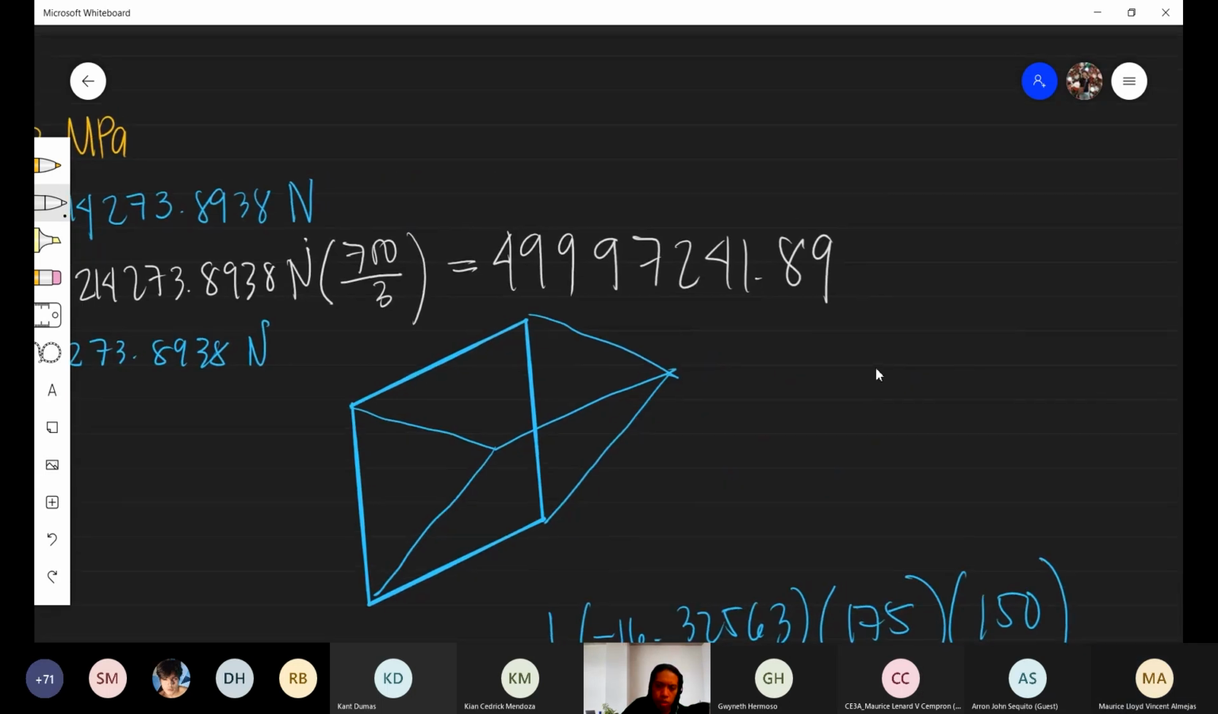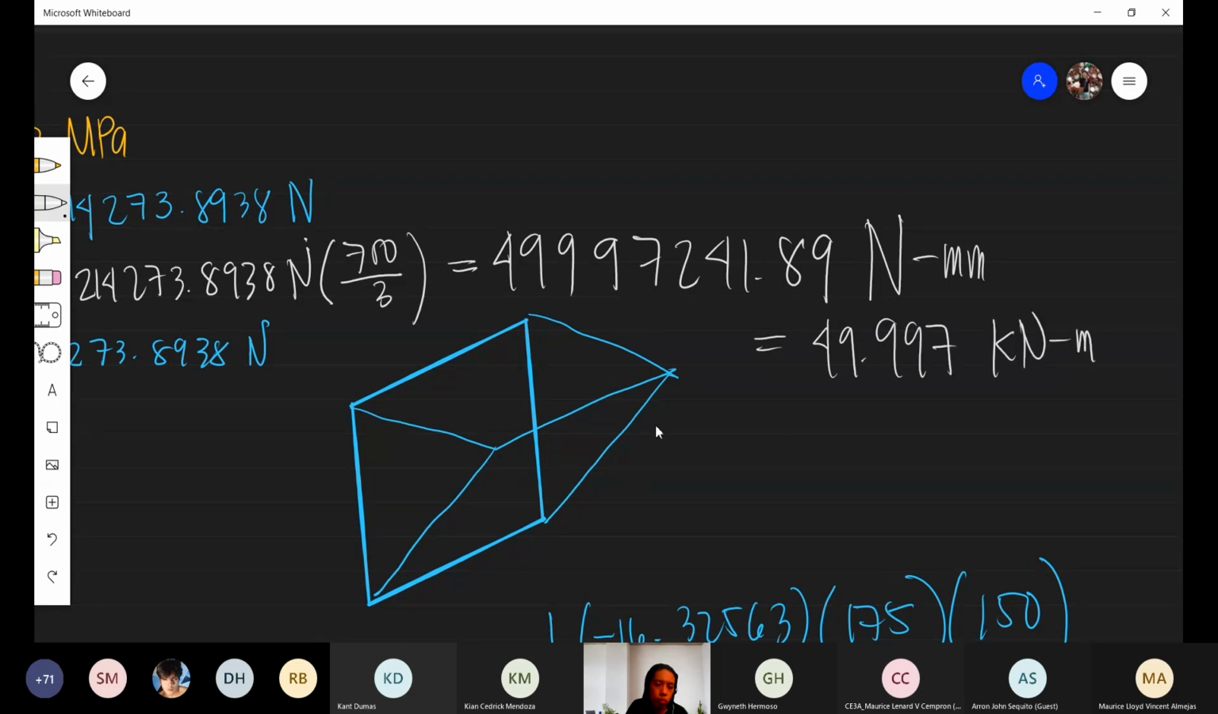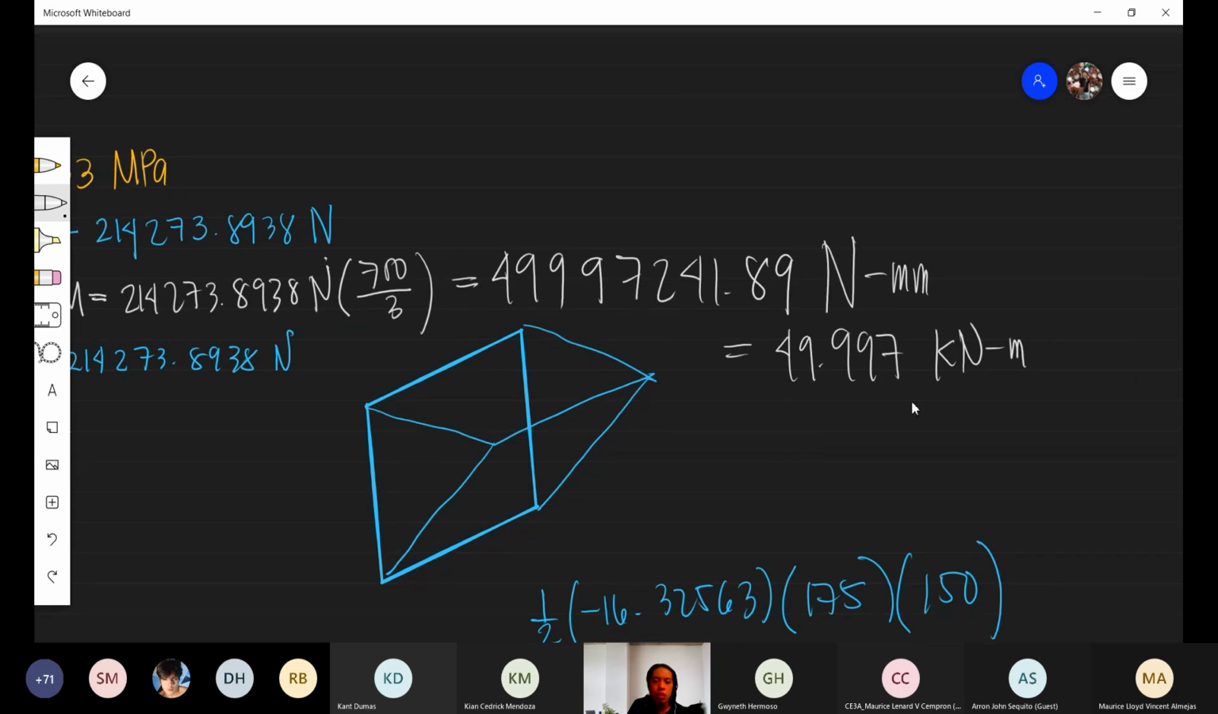What's the unit? This is in Newton millimeter. So we can express this in terms of kilonewton meter, by moving the decimal point 6 times to the left. This is equal to 49.997 kilonewton meter, which is almost equal to 50 kilonewton meter.